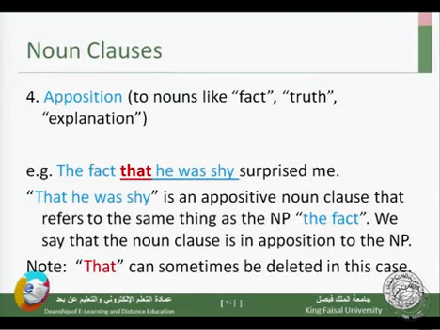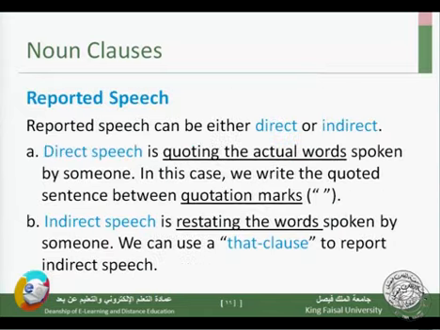That he was shy is an appositive noun clause. So it is a subordinate clause, a noun clause, and it is an appositive. It refers to the same thing as the NP, the fact. We say that the noun clause, that he was shy, is in apposition to the NP, the fact. And in this case, that can be deleted. It sometimes can be deleted, but it is mostly kept here. So the fact that he was shy surprised me, we can remove it. The fact he was shy surprised me, it's okay, but it is mostly kept.